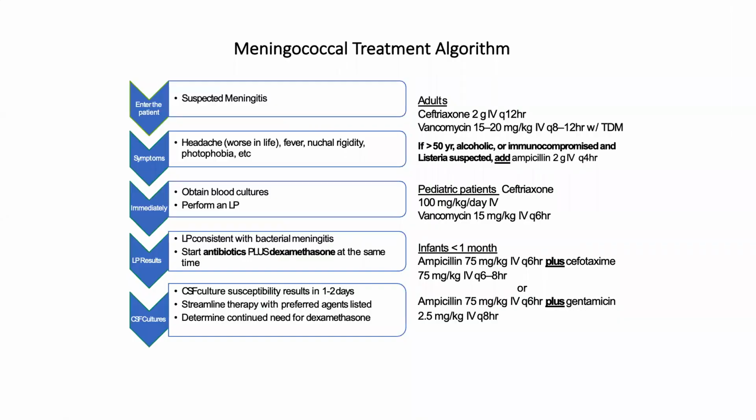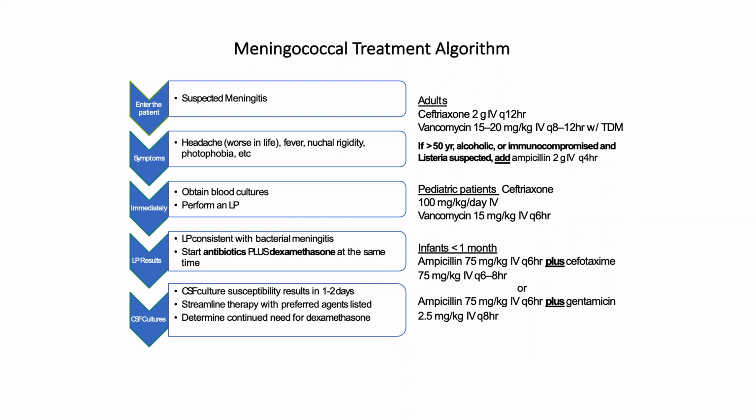So our treatment algorithm: the patient comes in with suspected meningitis. The symptoms, meaning that they have the worst headache of their life, they have a fever, they have neck rigidity. We then go ahead and get the blood cultures and perform a lumbar puncture. And then if that lumbar puncture is consistent with bacterial meningitis, we are going to start our antibiotics plus the dexamethasone at the same time.